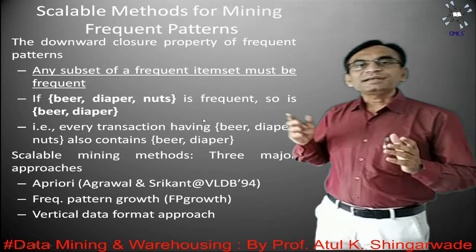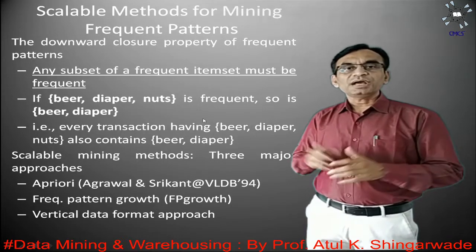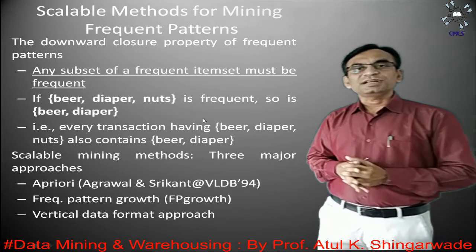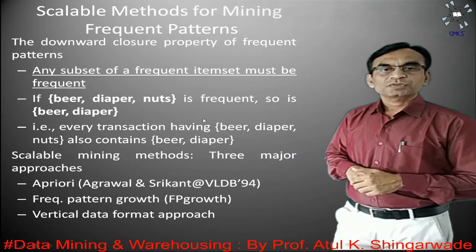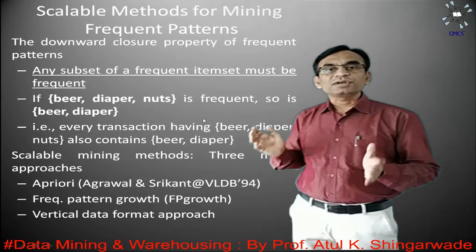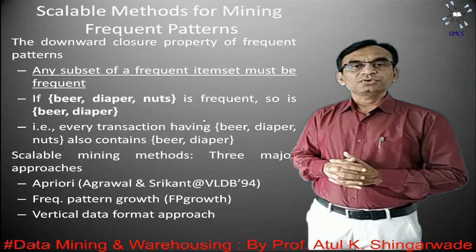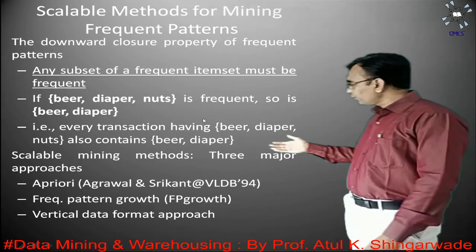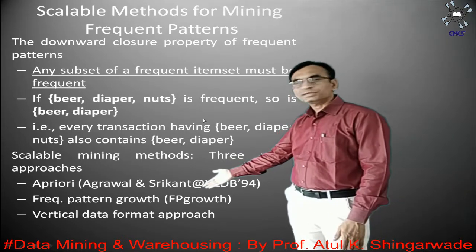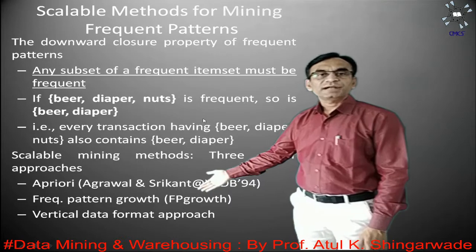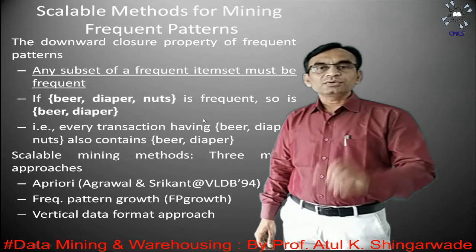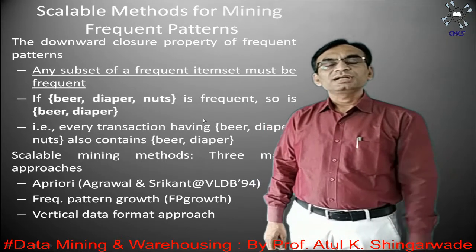By taking help of this property, we are going to find the frequent patterns. As I mentioned in my last video, there are three scalable mining methods used to find frequent items inside data sets. Those methods are the a priori method, then frequent pattern growth, called FP growth in short, and then the vertical data format approach. Among these three, we discuss the a priori algorithm in this video.